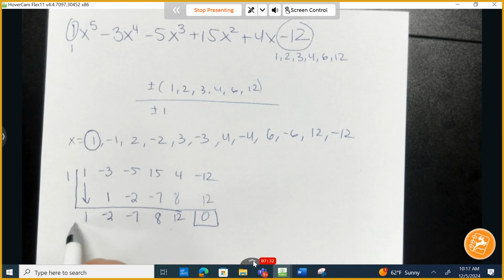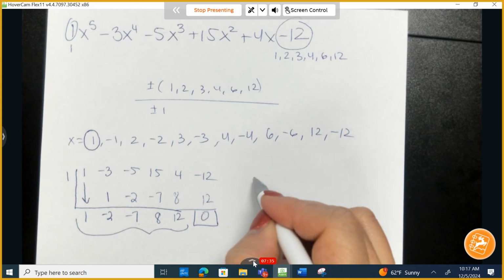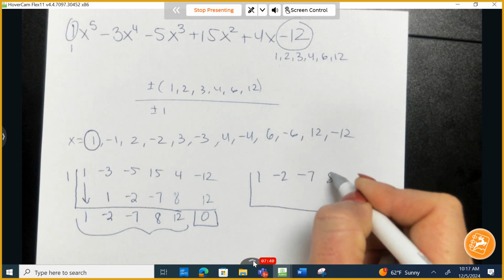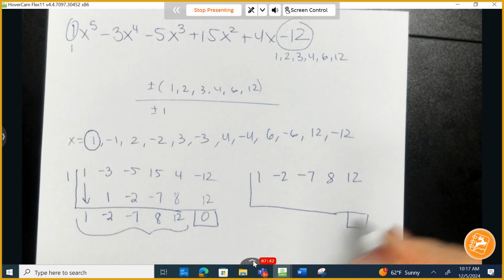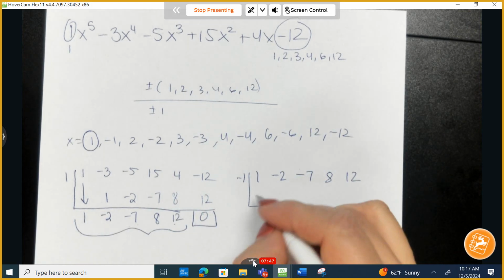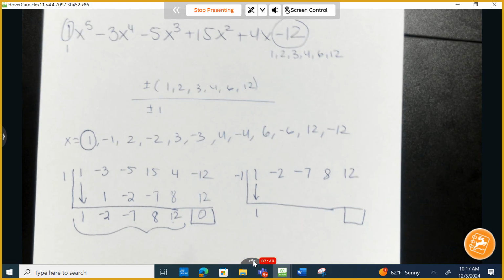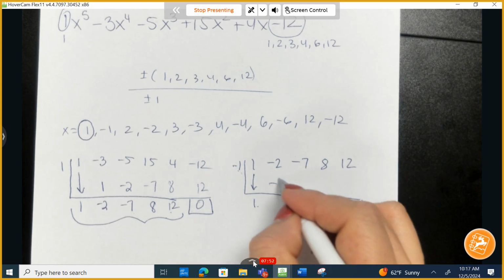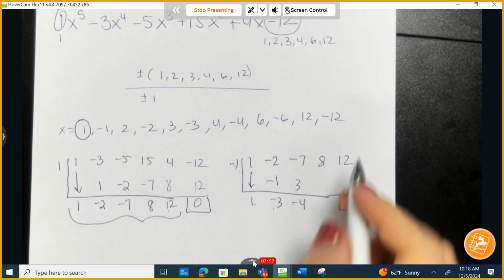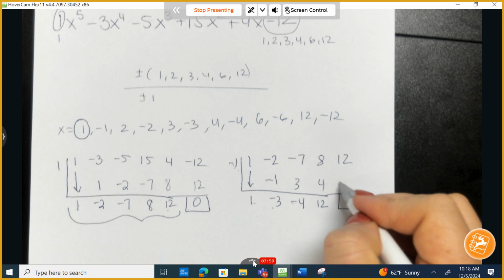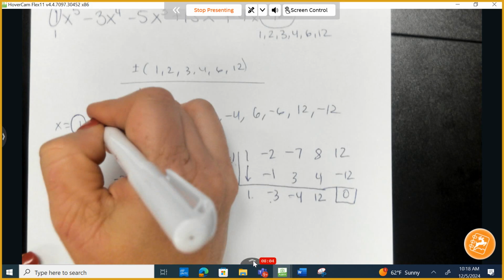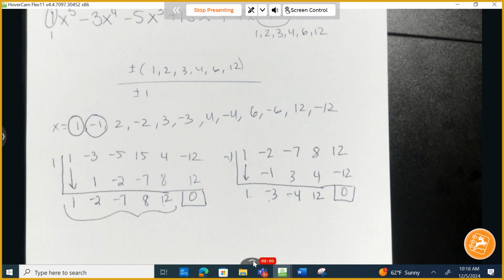Now, here's the shortcut. I'm taking these remaining numbers, and that's what I'm going to use now. It's 1 less number, and it will speed things up. I don't use 0. I go all the way, in this case, to 12. I'm now going to test negative 1. So I'm dropping down the first number. After I drop down the first number, I'm multiplying and adding down. It also worked. I got 0. So negative 1 works as well.